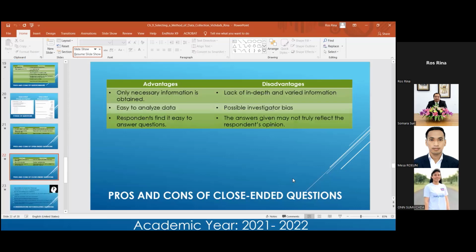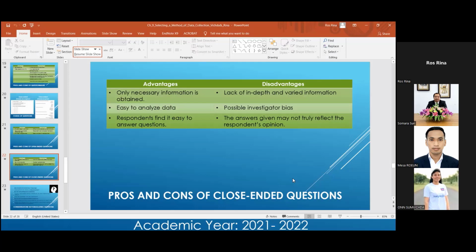And about the close-ended questionnaire, the advantage is that only necessary information is obtained. They only ask for the necessary point or information that they want to get, it is easy to analyze the data, and the respondent finds it easy to answer the question. So this one is easy for the respondent.